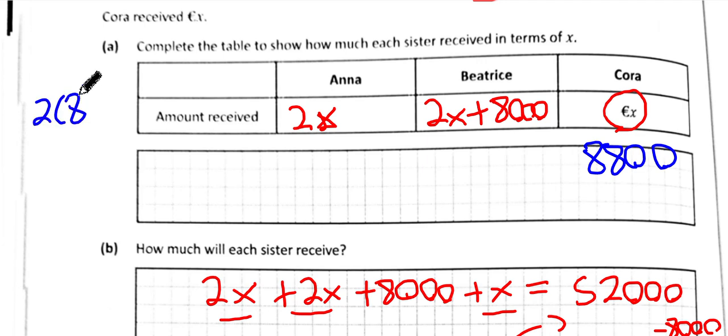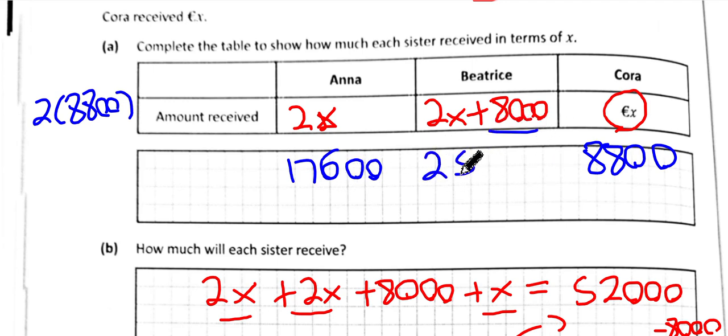2 times 8,800, which is 17,600. And then get that 17,600 and add on an extra 8,000. 25,600. Is that okay? Now, happy days. That's A to B to C.